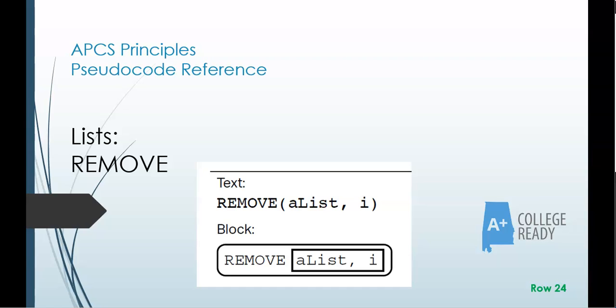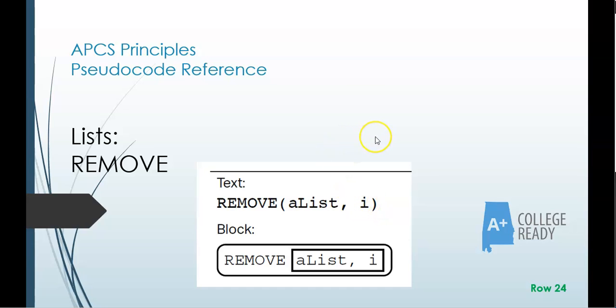All right, in this video we're going to be taking a look at what the pseudocode reference refers to when we're doing a remove command, and it removes from a list at a certain spot in that list. So the syntax here is the remove, and then we have the list that we're going to remove from and the spot in that list where we're going to take the element out.